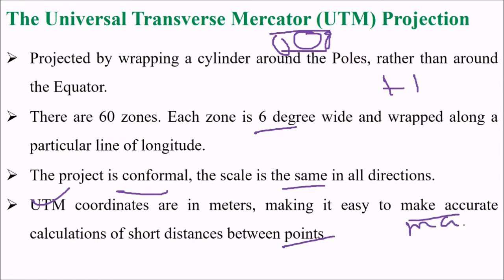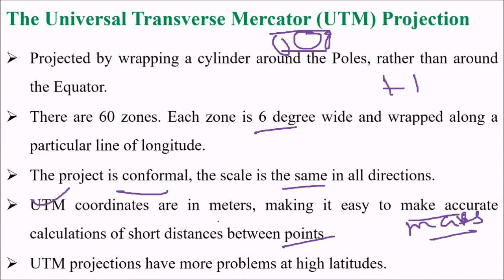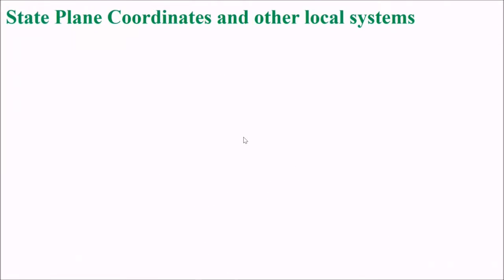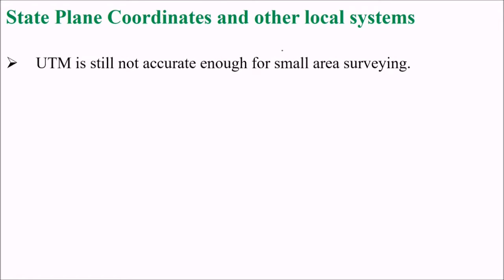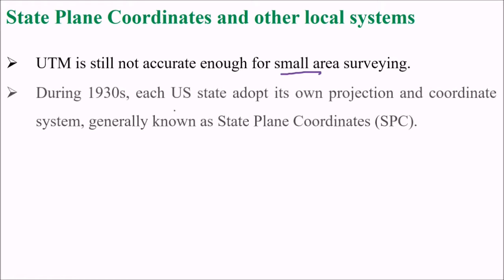You might have heard about MGRS, the Military Grid Reference System. This is based on UTM only. UTM projections have more problems at higher latitudes. That is, they only cover up to 84 north and 80 south. Then we have state planes and other local systems also. UTM is still not accurate enough for small area surveying.